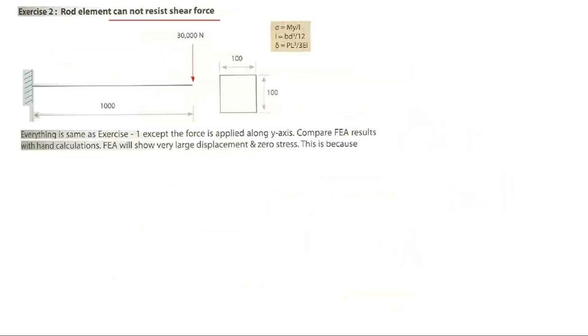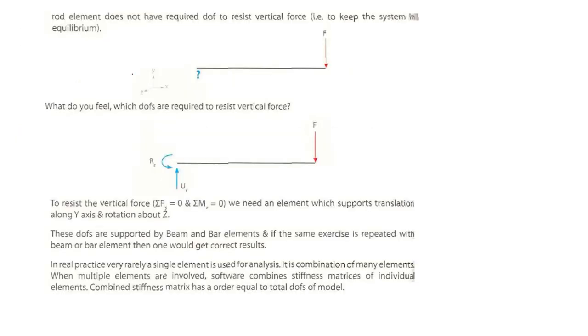A rod element cannot resist shear force. If a rod element is there, it cannot resist the shear force. Everything is the same as the previous example except the force is applied along the y-axis. Instead of this way, we applied it along the y-axis. Compare FEA results with hand calculation. FEA will show very large displacement, zero stress. This is because a rod element does not have the required degree of freedom to resist vertical force.